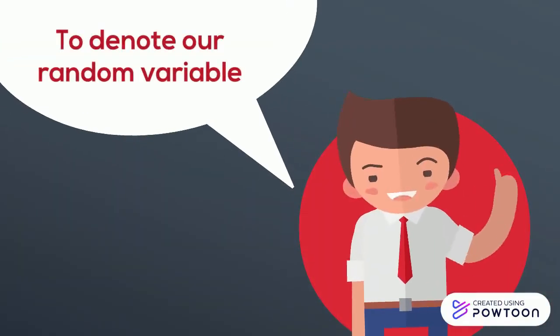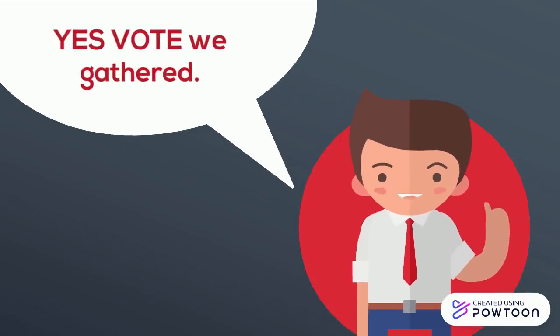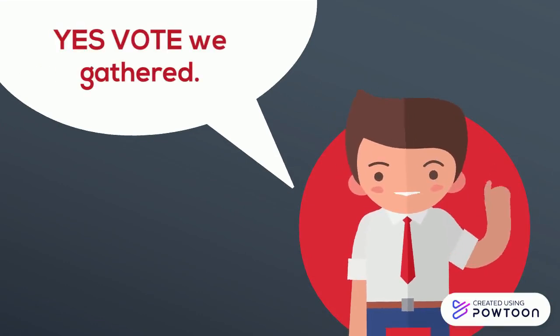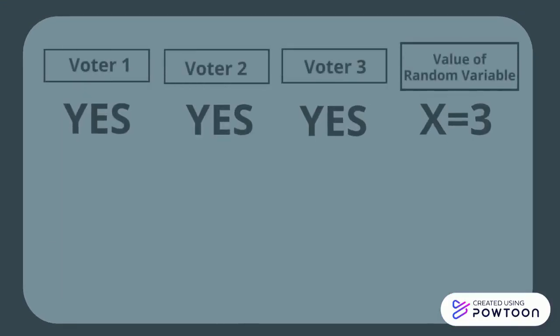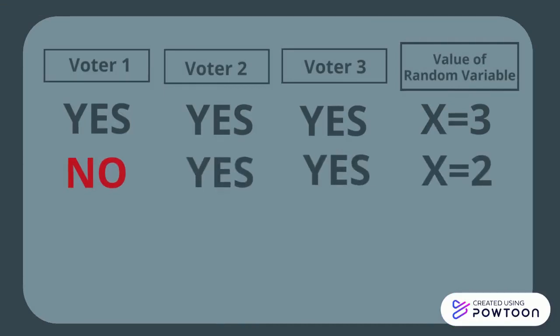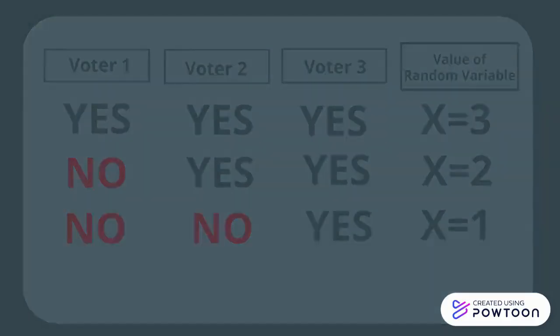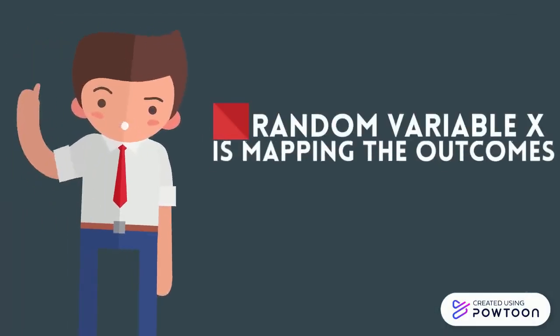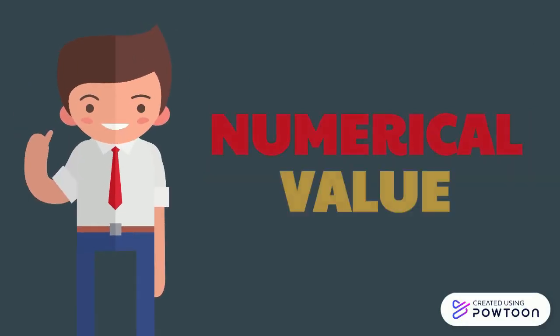To denote a random variable of interest, we use x to represent the yes votes that we gathered in the random process. Therefore, we can write x is equal to 3 for the first simple event as there are 3 yes votes, x is equal to 2 for the second, and x is equal to 1 for the third simple event. Here, the random variable x is mapping the outcomes of the random process and leading us to its numerical values.